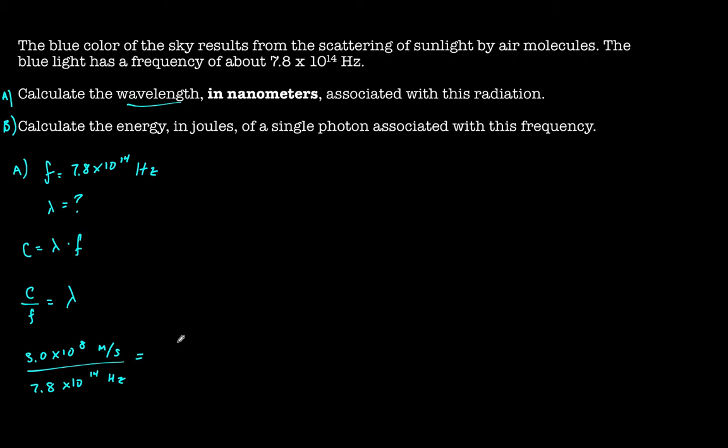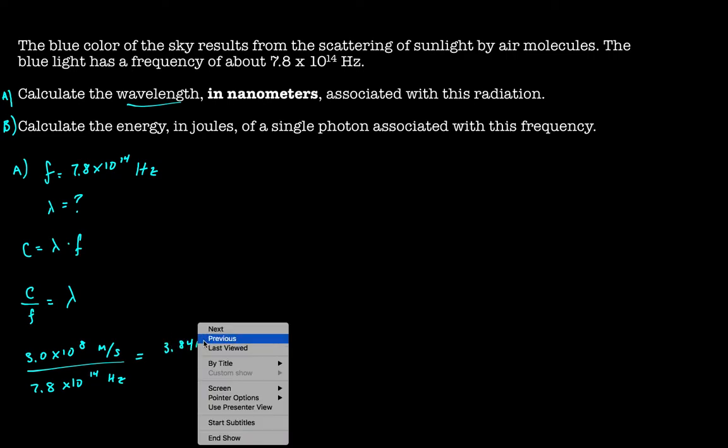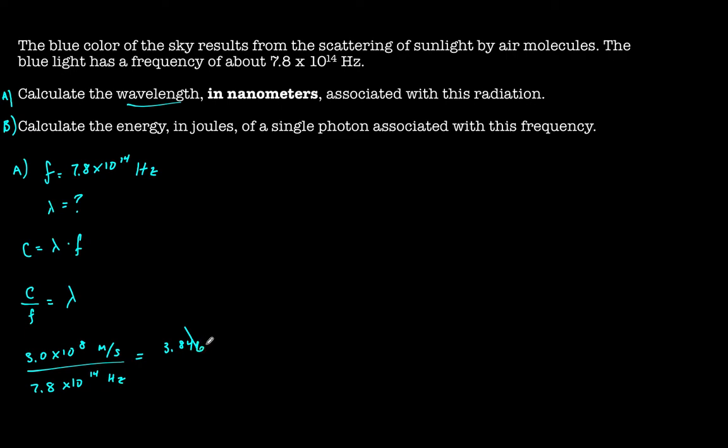I get a calculator value of 3.846153, I bet that's enough, times 10 to the negative 7th meters. And I need sig figs here. The given doesn't matter for that, but here I have 2, meaning I need 2 sig figs: 3.8 times 10 to the negative 7th meters is going to be my wavelength. Okay, there's part A. It's not bad.